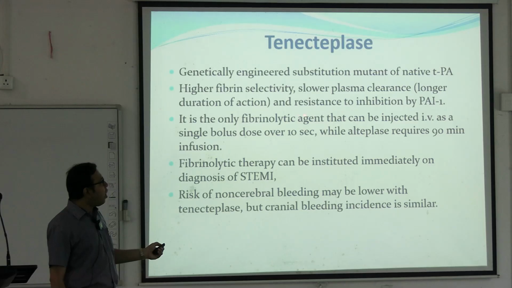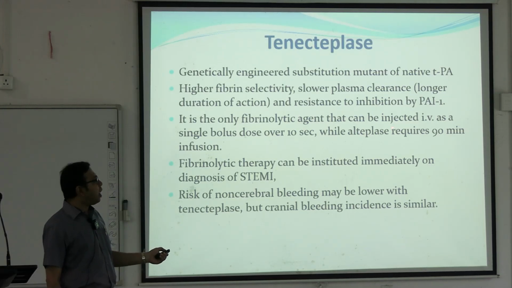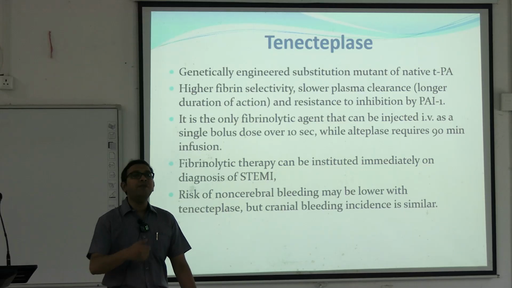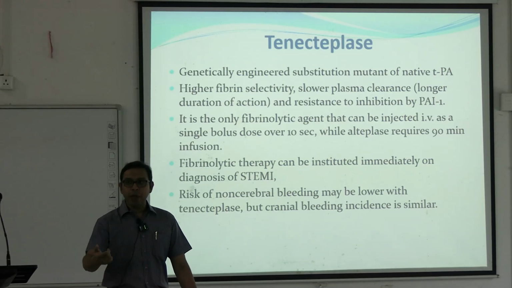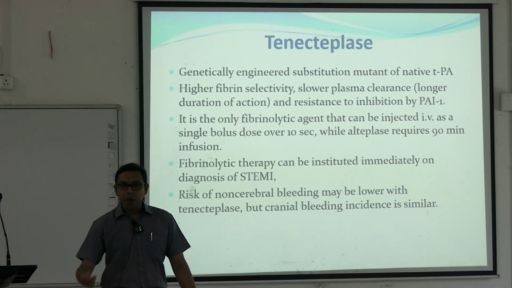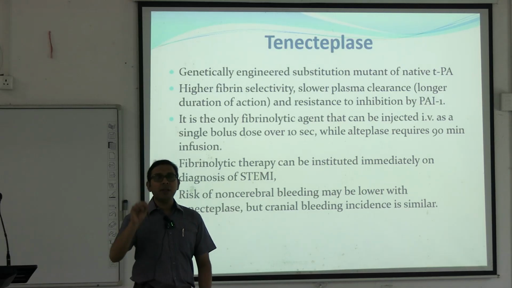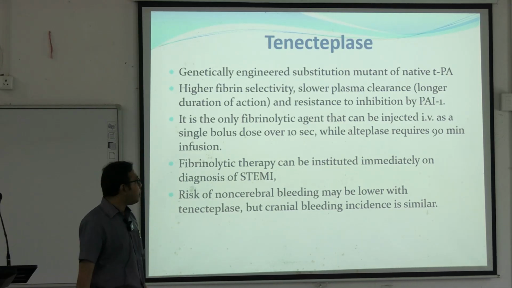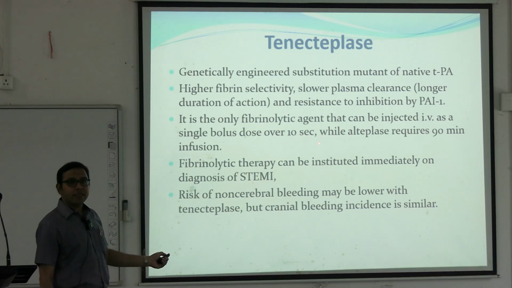It is the only fibrinolytic agent that can be injected intravenously as a single bolus dose. The previous ones have to be infused, which usually takes time, but tenecteplase can be given as just a bolus intravenous injection, and that is life saving. Within just 10 seconds it can be given, while alteplase requires a 90 minute infusion.